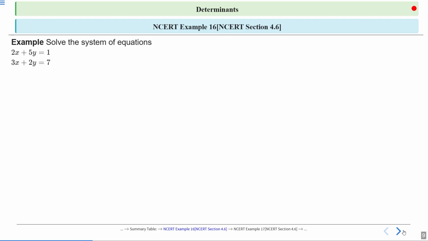So here is example 16, that is, solve the system of equations 2x plus 5y is equal to 1, 3x plus 2y is equal to 7. Now we use determinants and matrices to solve this example. Using the theory, try to solve this question.